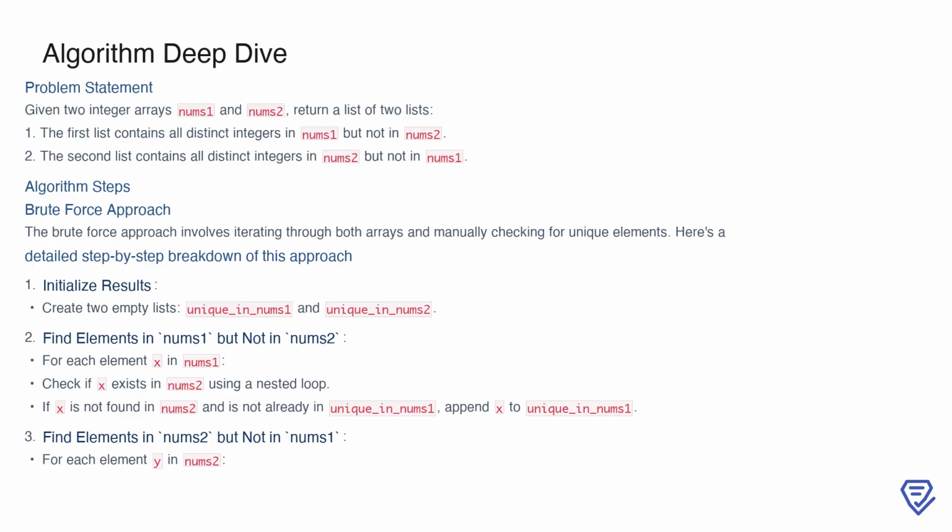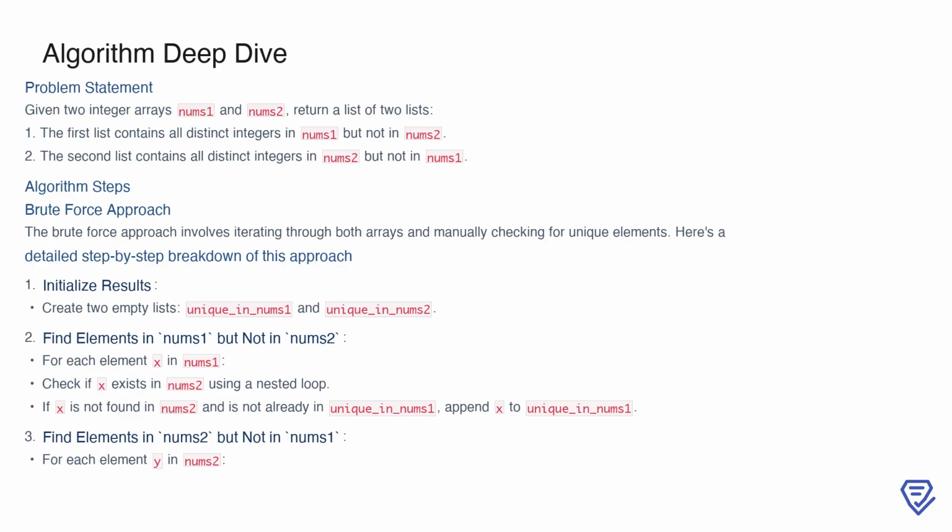We begin by initializing two empty lists, unique_in_nums1 and unique_in_nums2, which will store our results. Then, to find elements in nums1 that are not in nums2, we iterate through each element x in nums1. For each x, we check if it exists in nums2 using a nested loop. If x is not in nums2 and hasn't already been added to unique_in_nums1, we append it to the list. This ensures we only include distinct elements.